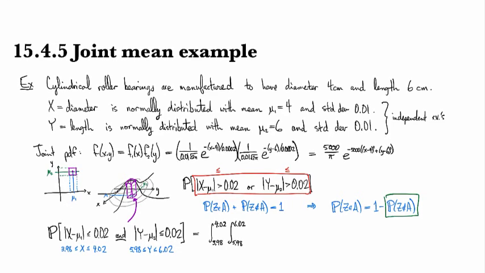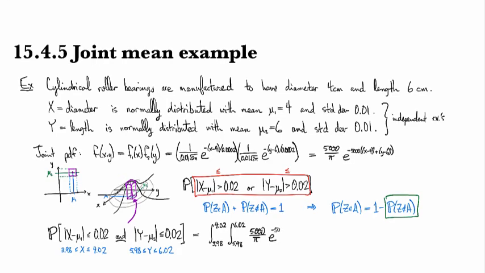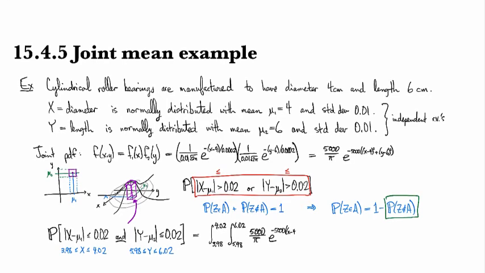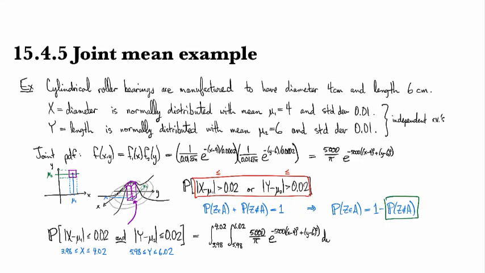And then we've got our hideous joint PDF, so 5,000 over pi. I say hideous, but really it's a thing of beauty. It has so many neat properties and describes so many things and can be used in so many different ways. So let me write that up there. Okay, that was dy dx.